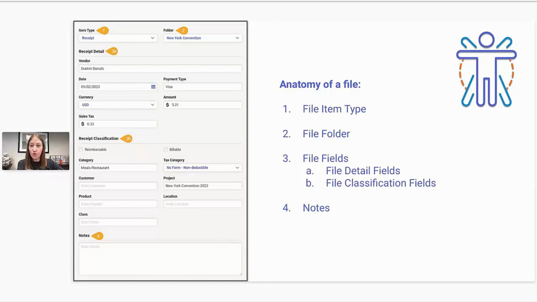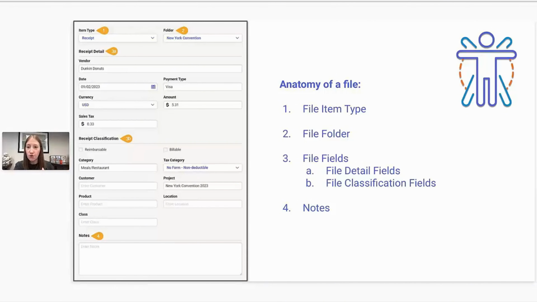Then underneath the file detail section, you have the file classification fields section. And this is for your unique classifications of a file, how you want to categorize your file, which one of your unique projects or customers or properties is associated with this file or your files.